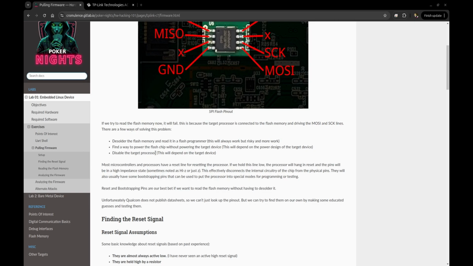And then the last option, which I usually prefer, is to disable the target processor. And this really depends on the processor, but there are a number of ways to do this. Most processors will have a reset signal, and when you pull that reset signal low, it's going to hold the chip in reset, and it's going to hold all of the pins in a high impedance state, which effectively disconnects the internal logic of the chip from the physical pins, and this will release the pins we care about and let us take control.